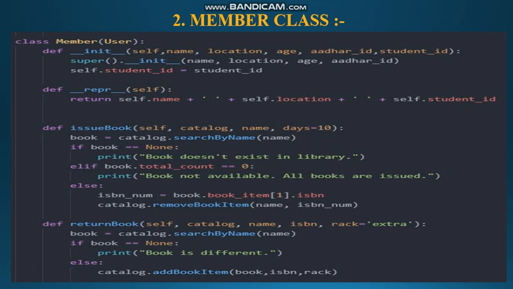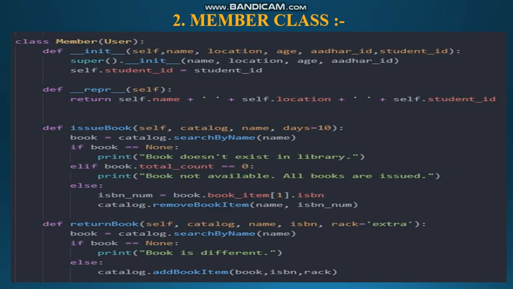So let us look at the member class. The functions are issue book and return book. First we check the particular book by name. If the book is none, we say the book doesn't exist in the library, and again we check the total book count of that particular book. If the total count is 0, then we say the book is not available, meaning all books are issued. Otherwise, we will issue that particular book and remove it from our catalog or inventory.